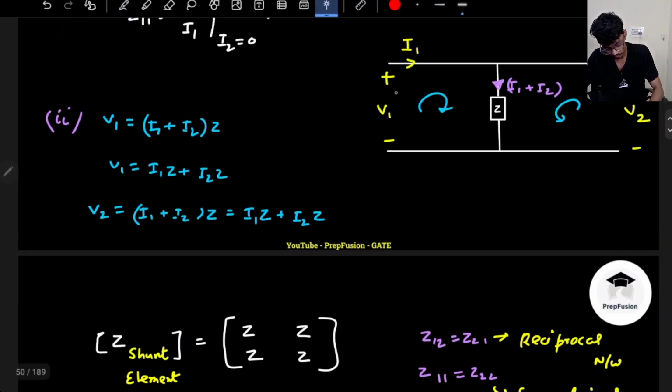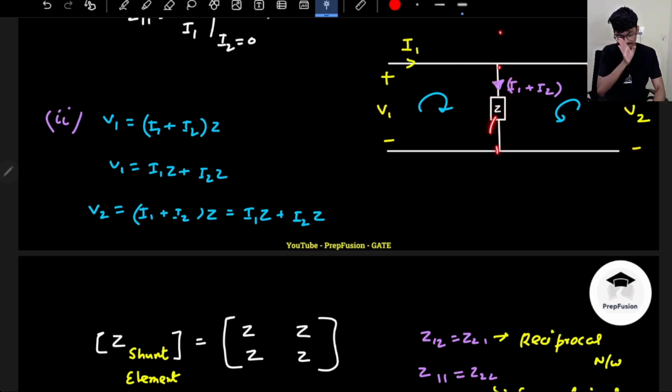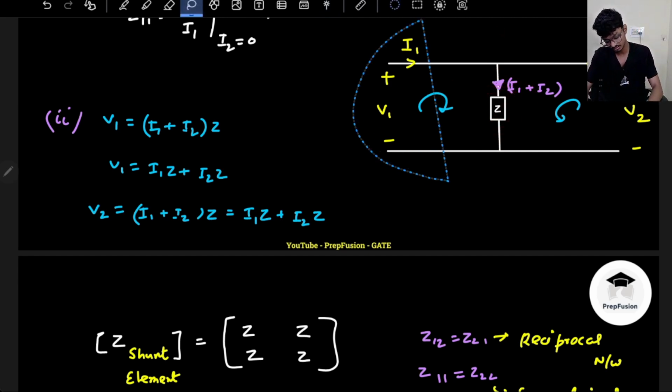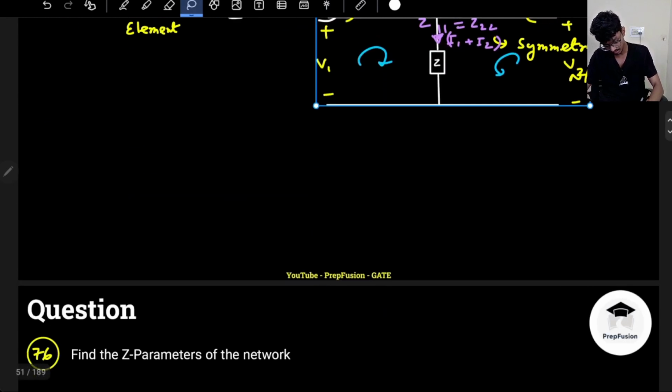Okay, what do we mean by symmetrical network? Basically, if I apply some voltage here, whatever current I see, the same current I will see if I apply the same voltage on port 2. Basically, it is symmetrical about the middle. If I cut this in half and see on the left and on the right, the network will be identical. So how can I cut it in half? Because of this z, how can I cut it in half? This z can be replaced with a parallel combination.